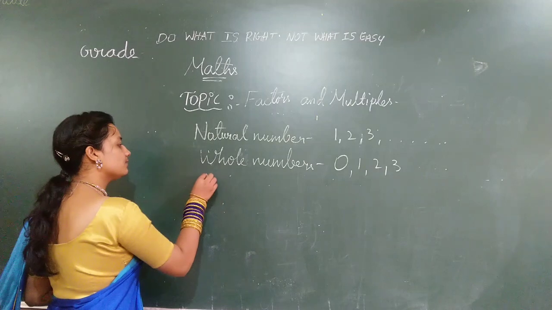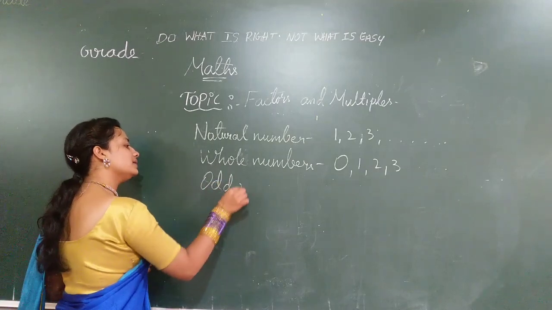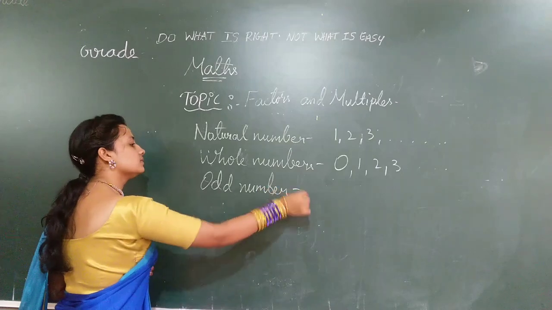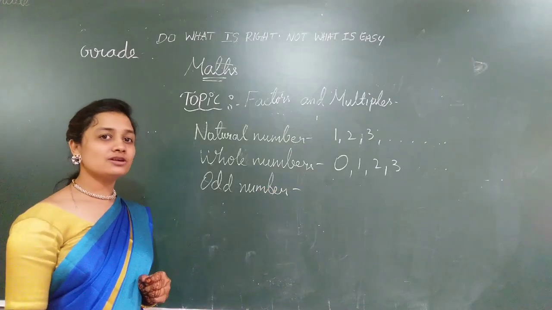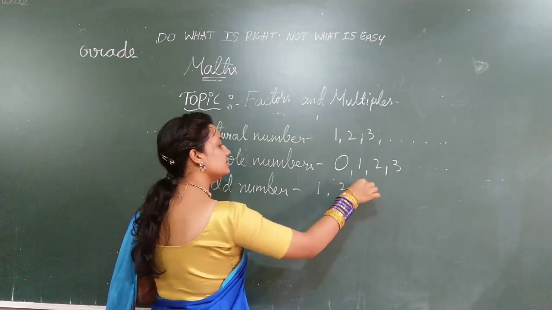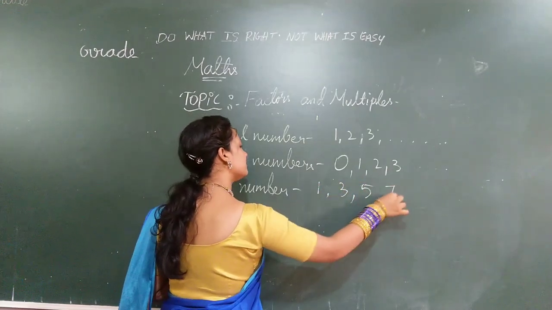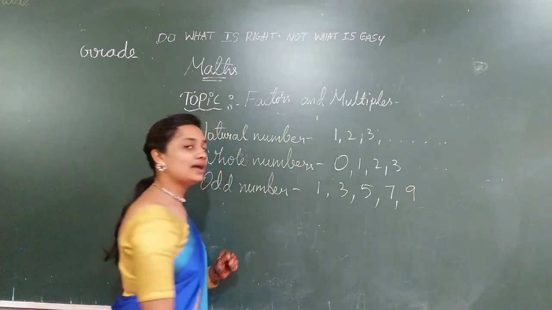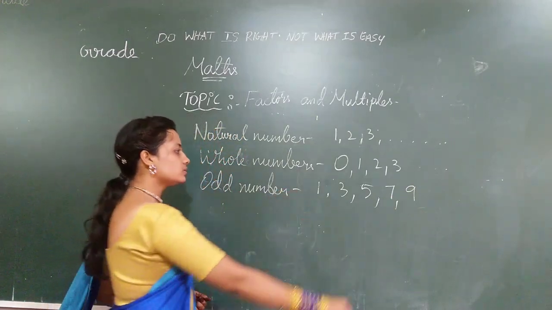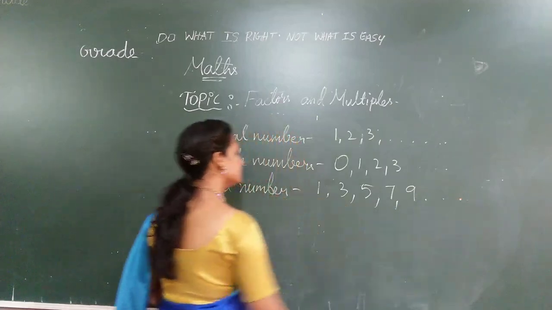Next number is odd numbers. What are odd numbers? You have learned in your first chapter. Odd numbers are 1, 3, 5, 7, 9, 11, 13, 15. It goes on like that. So odd numbers are these.